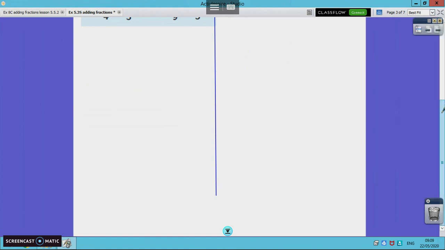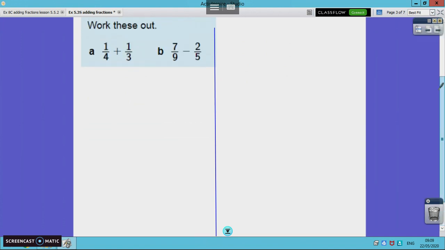On the left-hand side, I'm going to do the adding, and on the right-hand side, I'm going to do part B. So 1/4 plus 1/3. Let's have a look. So let's write it out again. I've got 1/4 plus 1/3. And I need to try and make them have the same denominator. But the rule is the denominator has to be in both of their times tables.